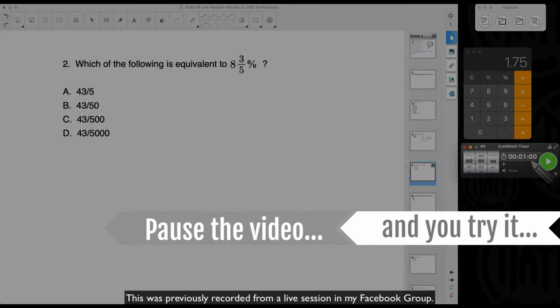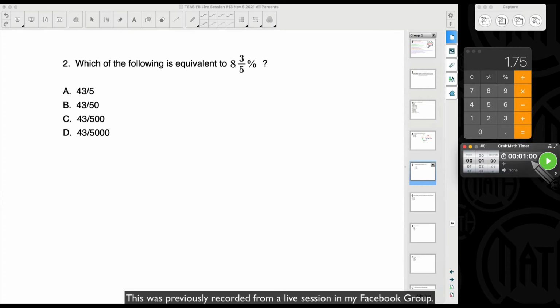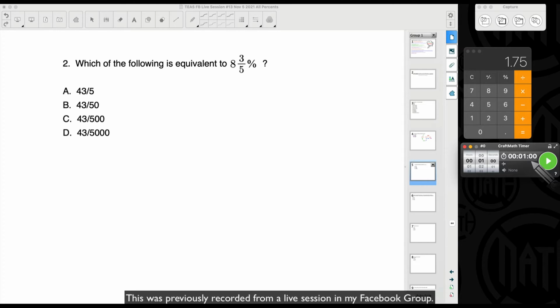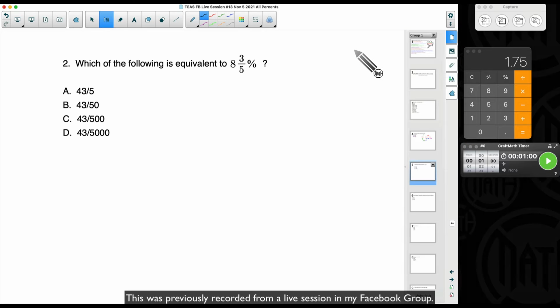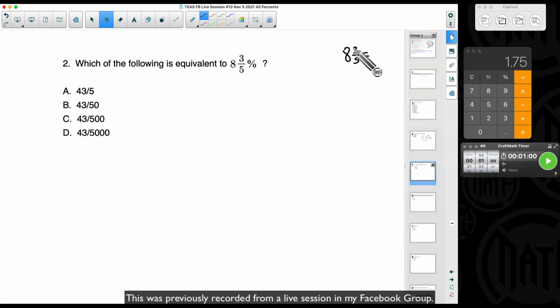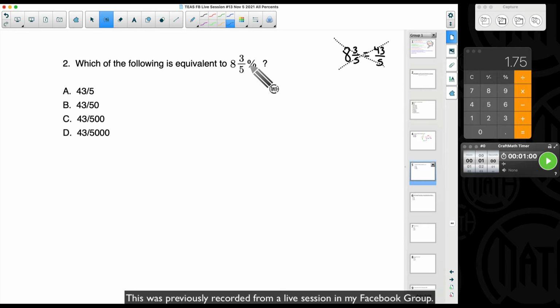Give it a shot. Very common misconception here. So notice what we have here. We do have a mixed number, but we have that percent symbol. That makes this number a percent. You got to be careful here. Now, very true, if we had just 8 3/5, and say we wanted to convert this mixed number to an improper fraction, then sure, you can take the 5 times the 8 plus the 3, and this will give you 43 over 5. But that's not what we're doing in this problem. This 8 3/5 is a percent.